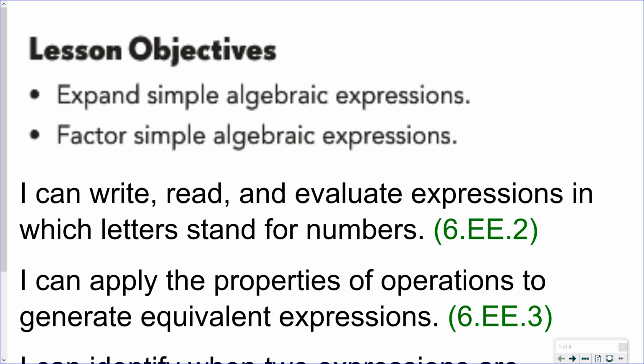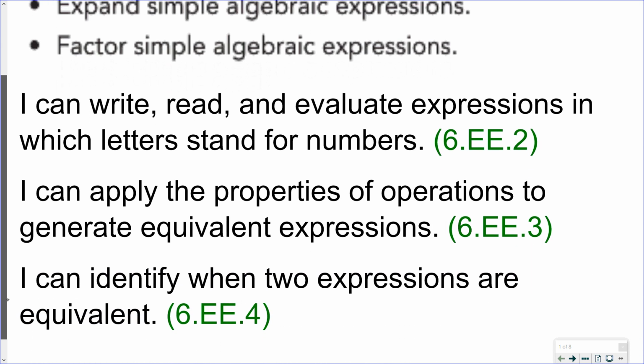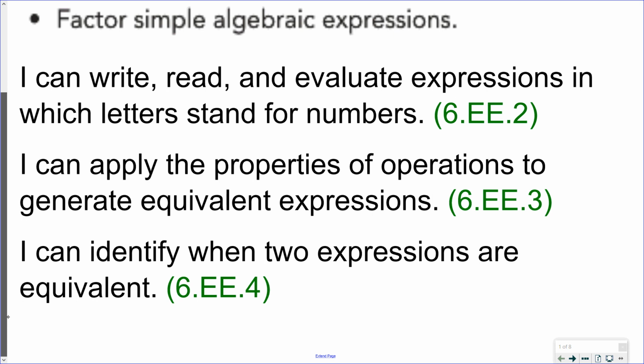For today's lesson, we will be expanding and factoring simple algebraic expressions. And the standards we will address today are as follows: 6.EE.2, 6.EE.3, and 6.EE.4.